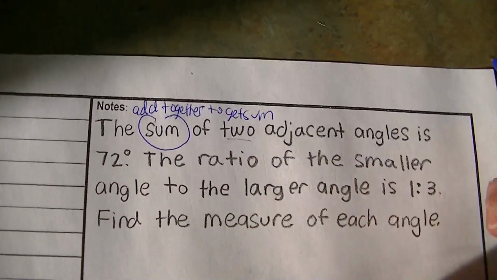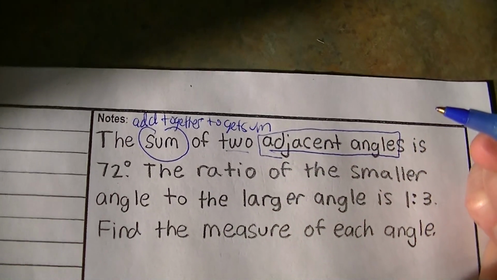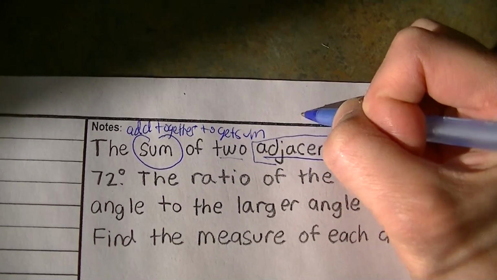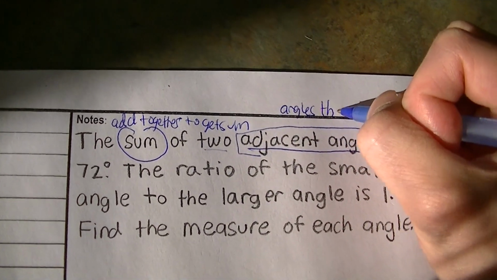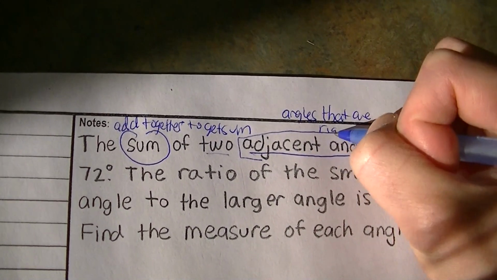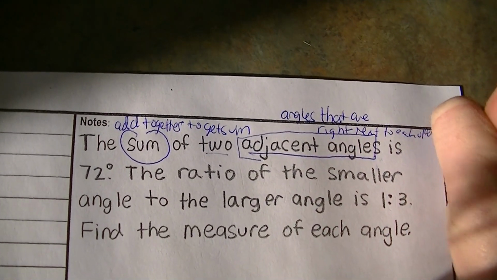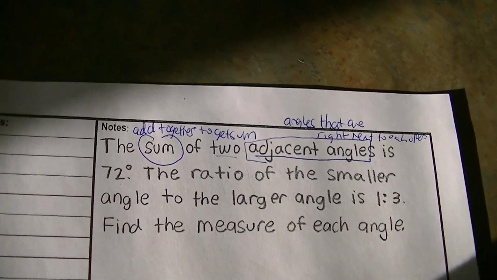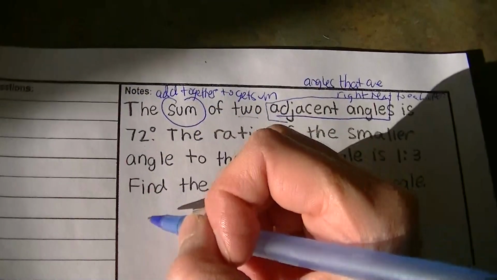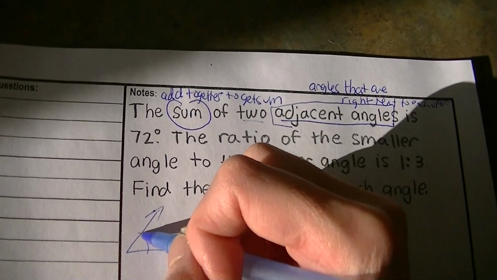And there's 2 adjacent angles. Okay, adjacent, you should know that word. Adjacent just means that they're angles that are right next to each other. They share a common ray. And the sum of those 2 adjacent angles is 72 degrees. This is just a really rough sketch. It's going to look kind of like this. Pretend that whole thing is 72 degrees.